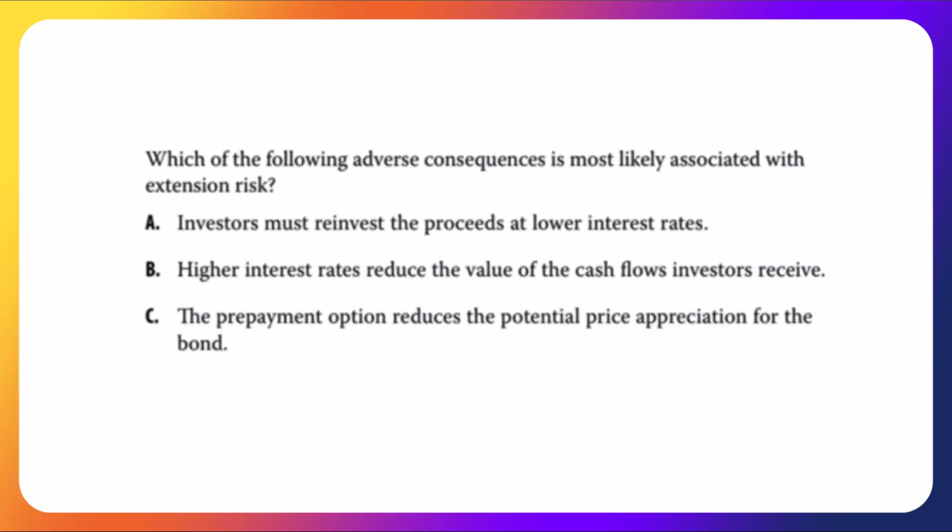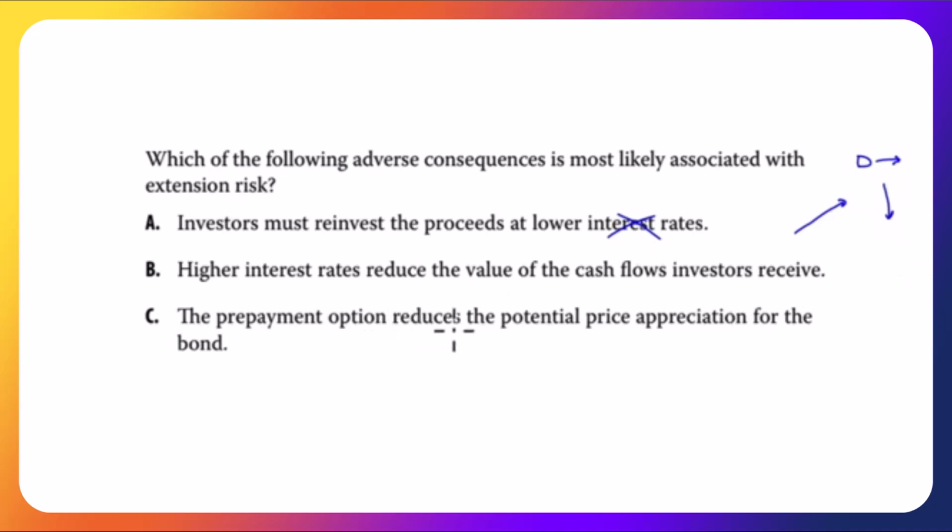236 months. Which of the following adverse consequences is most likely associated with extension risk? Investors must reinvest the proceeds at lower rates. That would be contraction risk, not extension. Get rid of that. Higher interest rates reduce the value of the cash flows investors receive. Well, that is true. If you have extension risk, that means interest rates have gone up. And if interest rates have gone up, remember the duration of the bond increases because prepayments slow down, makes it more sensitive to changes in interest rates, so the price would drop.